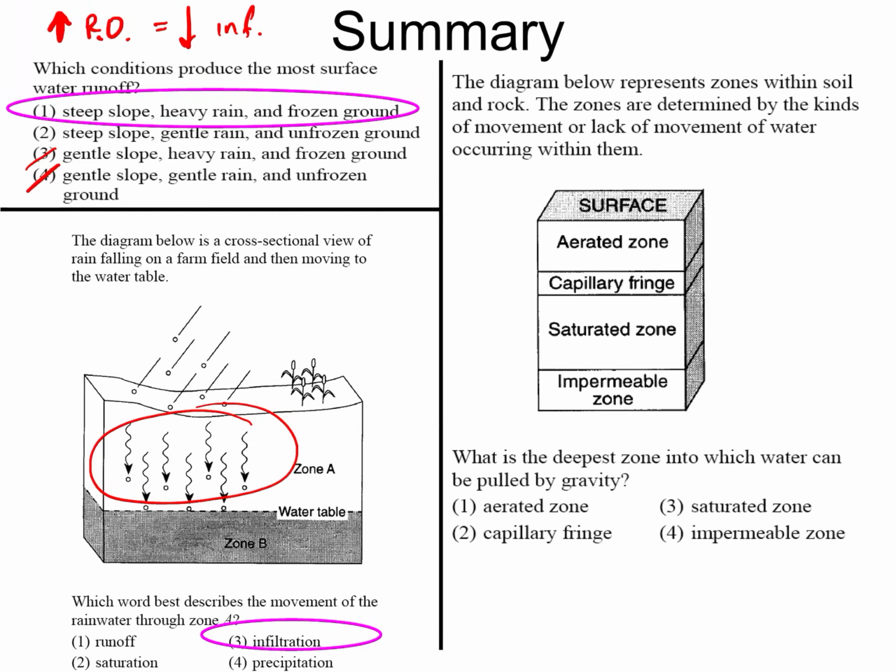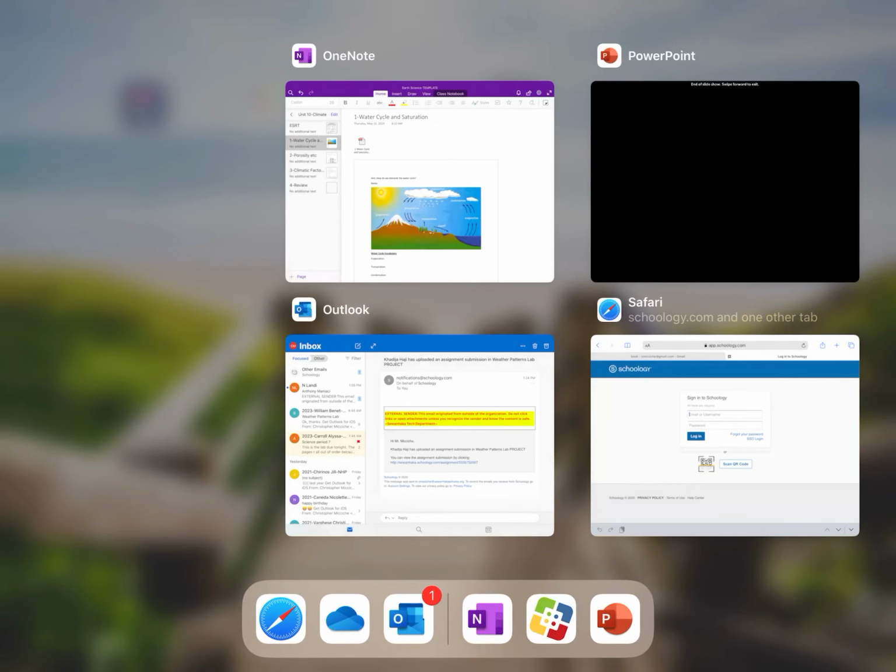That's a vocab term. Over here, the diagram below represents zones within soil and rock. The zones are determined by the kinds of movement or lack of movement of water occurring within them. What is the deepest zone into which water can be pulled by gravity? Which is the deepest zone that can have water in it? Well, we know this word means water cannot get in it. So that's our boundary. So the deepest zone is the saturated zone.